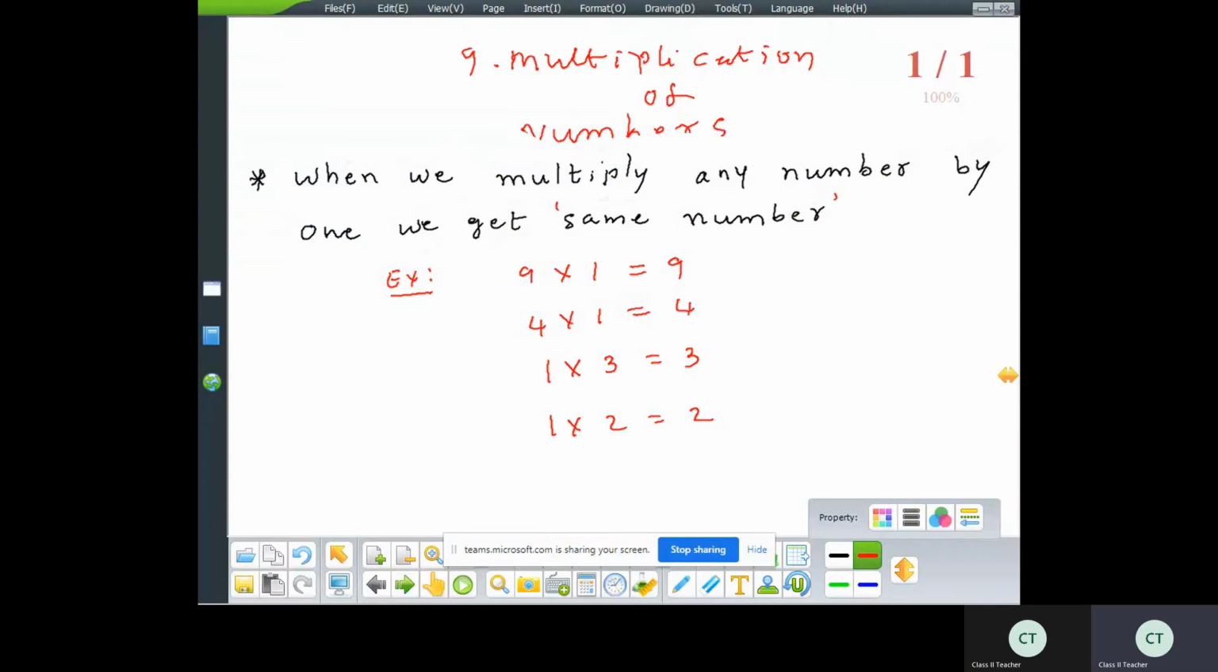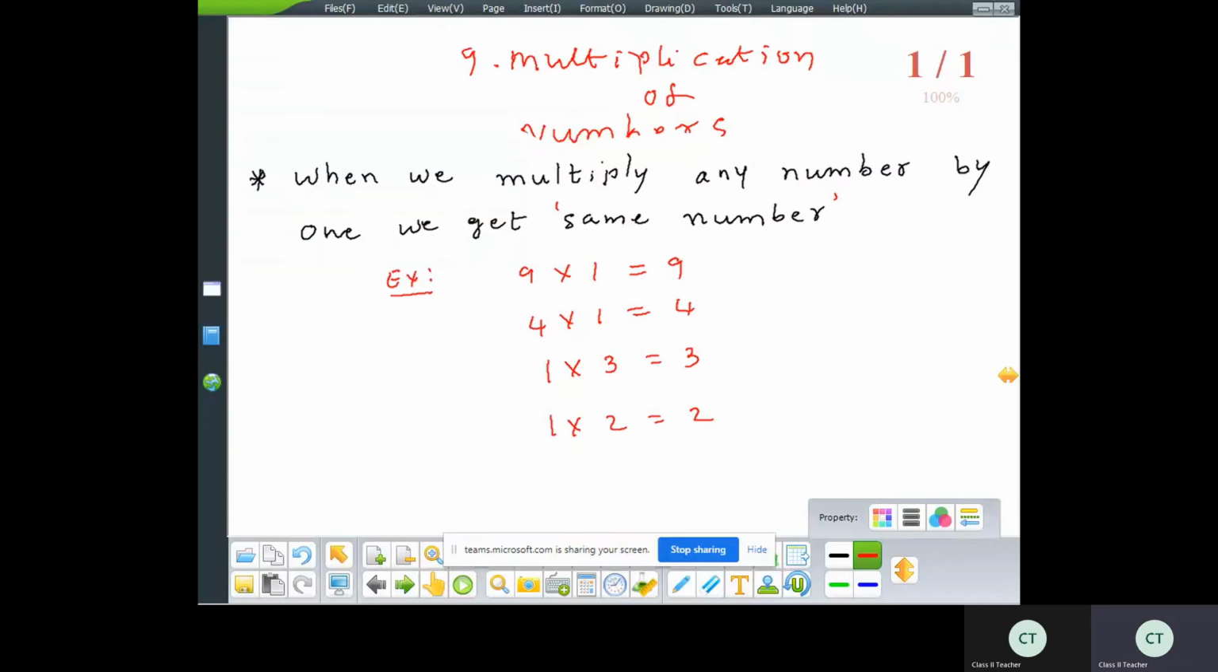Okay, children, please write these definitions and read these definitions. Now, you have to read tables also from 2 to 9. Without this table, you can't do multiplication in this chapter. Tables are very, very important in this chapter. You learn tables from 2 to 9.